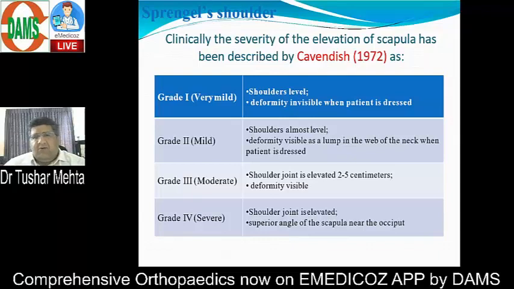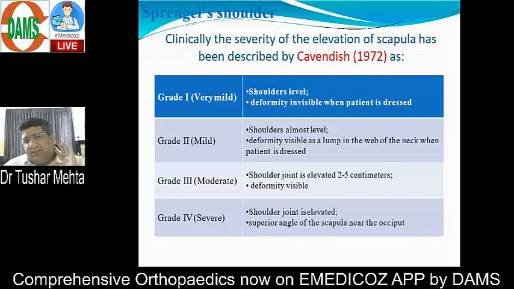Then you come down to Cavendish category 3, which is moderate. In moderate, first of all, shoulders are not at level. One shoulder is slightly elevated. Deformity is visible with clothes, without clothes, whatever. Grade 4, shoulder is highly elevated. And the most important part is that the superior angle of the scapula is almost touching the occiput.